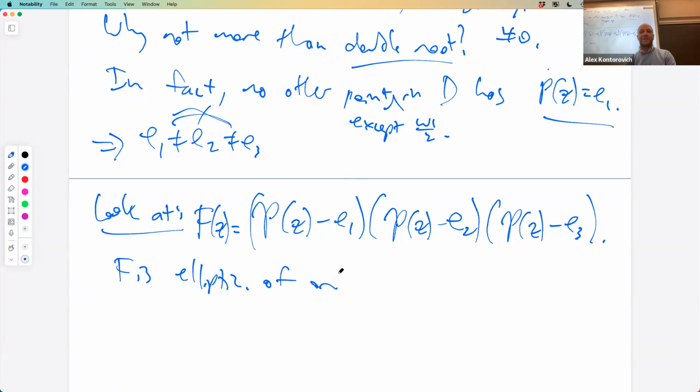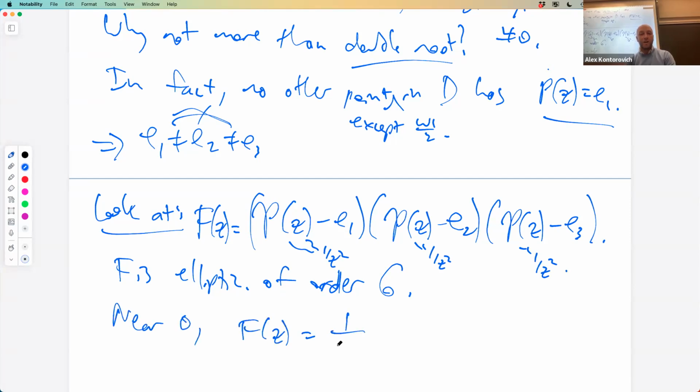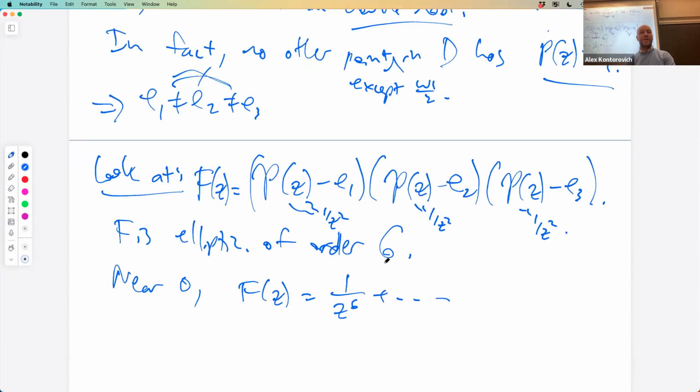What's the order? Of order 6. I have a leading term 1 over z squared here. Leading term meaning how fast it blows up as I go to 0, where the pole is. Each factor is like 1 over z squared near 0. So near 0, F of z is equal to 1 over z to the 6 plus smaller powers plus holomorphic parts. Okay, so it's order 6.